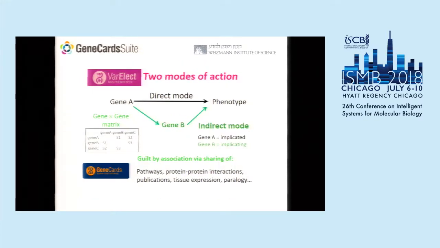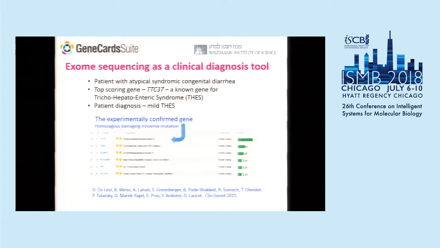Oh, wait, sorry. Back. Okay, the gene was TTC37. The patient had this atypical syndromic congenital diarrhea. This top-scoring gene is a known gene for trichohepatoenteric syndrome, THES, and it led to the diagnosis. This was actually published, and this was found based on exome sequencing. So this is where VarElect was strong before we even got into the enhancer project. And now what we want to do is make something strong even better.